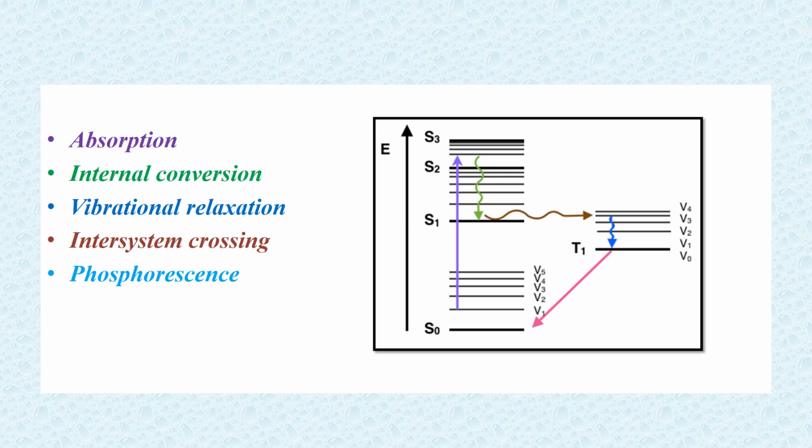Here, first of all, it is absorption and excitation, as shown here. Then from a higher electronic energy level, an electron can come to the lower energy level. It is called internal conversion. From higher states to the lower state of the same spin multiplicity, it is called internal conversion.